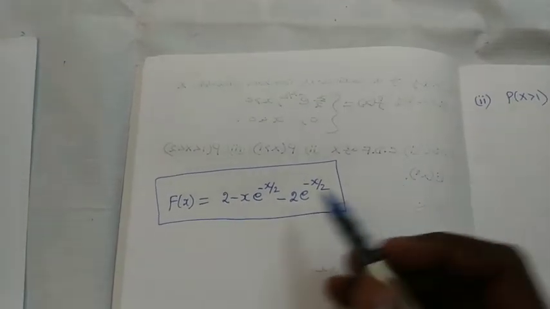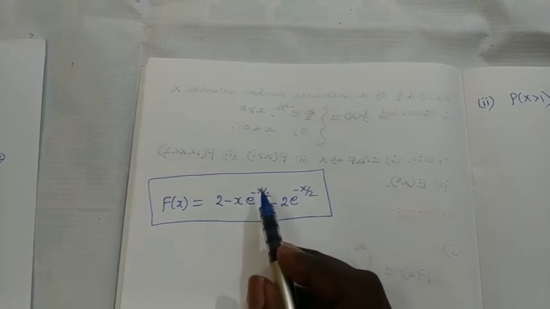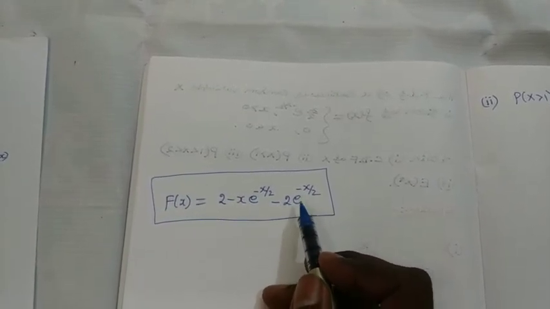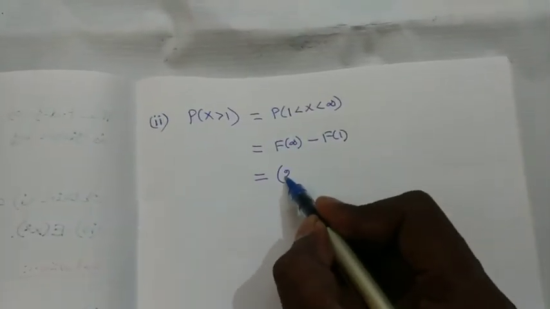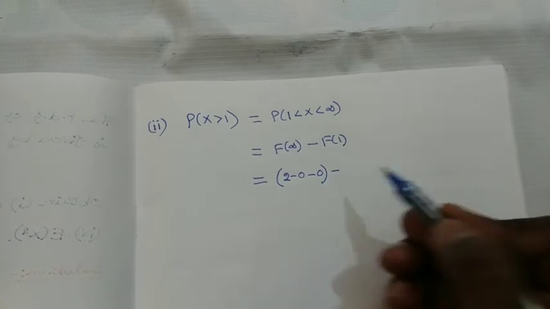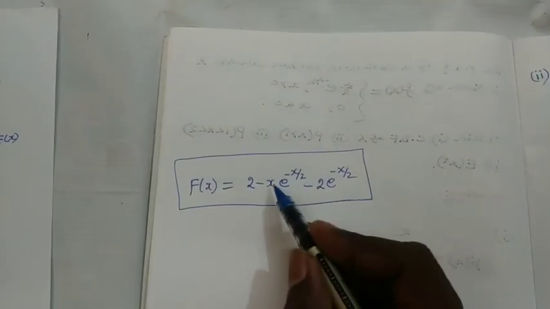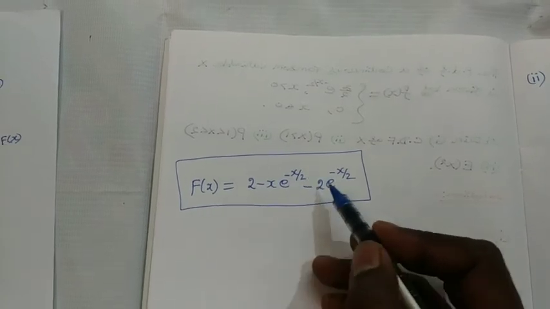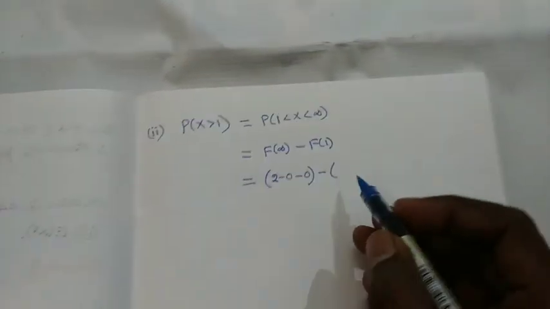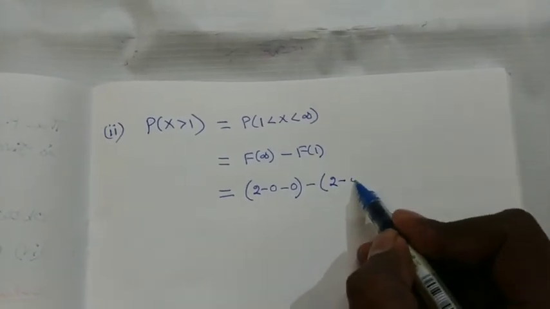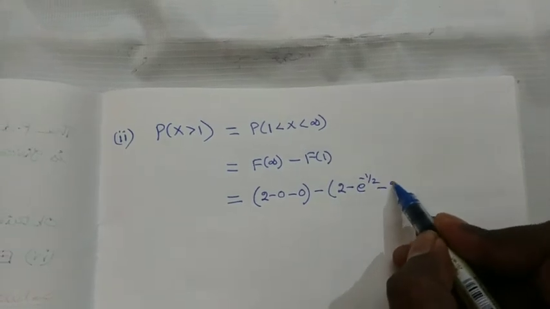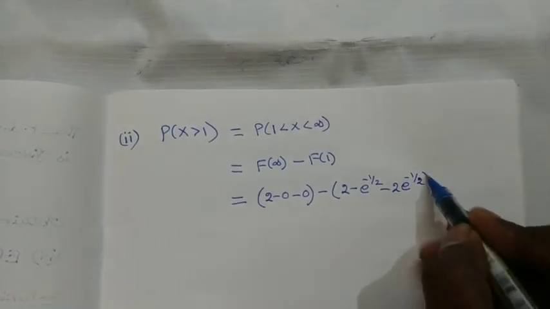So substitute infinity here. To find capital F of infinity: 2 minus e power minus infinity, which is 0, minus 2 e power minus infinity, which is 0. So 2 minus 0 minus 0. So this is F of infinity. 2 minus 0 minus 0, minus F of 1. What is F of 1? Put x equal to 1 here. So substituting x equal to 1, capital F of 1 is 2 minus e power minus 1 by 2 minus 2 e power minus 1 by 2. So this is the value.